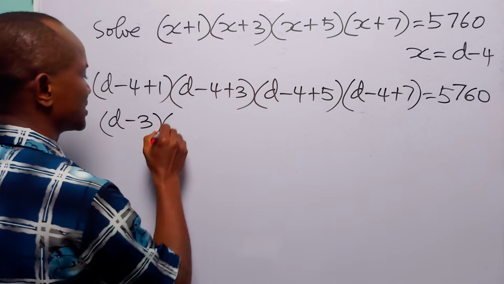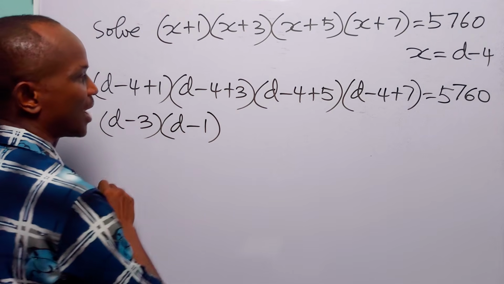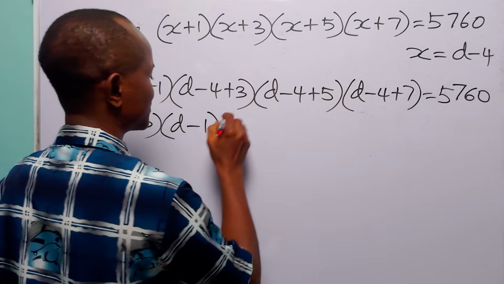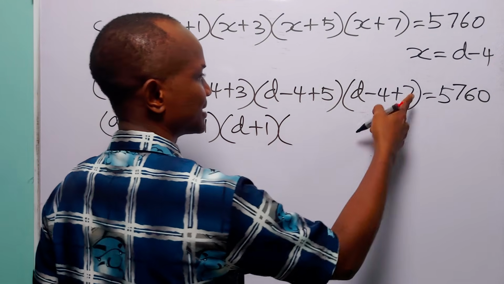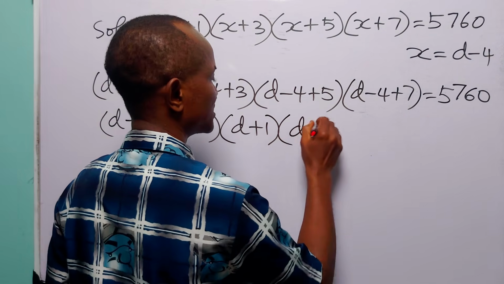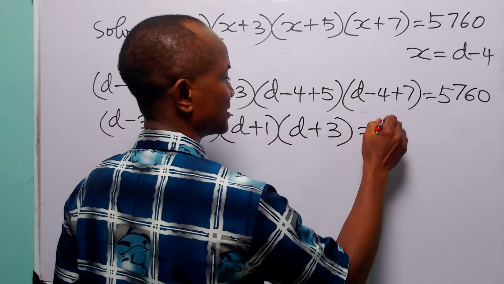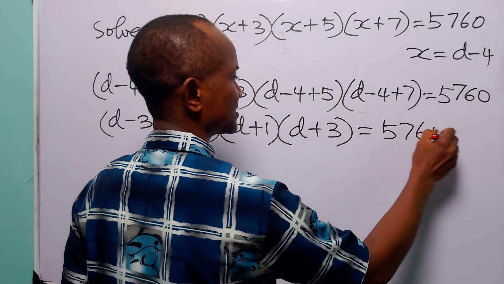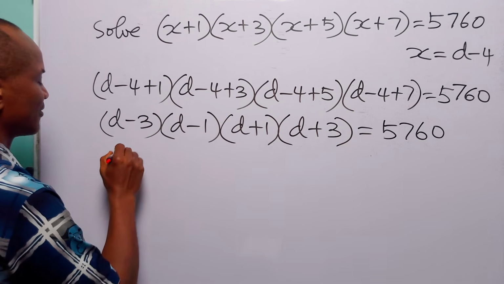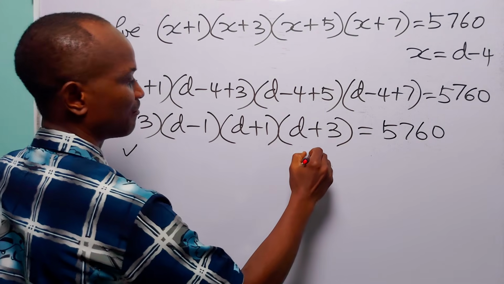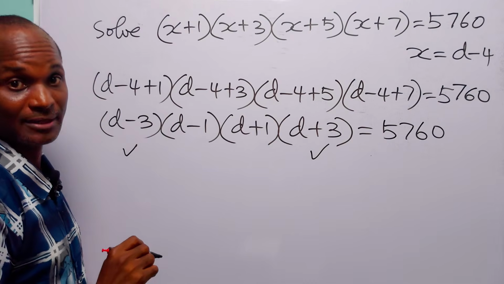Now 1 minus 4 is equal to minus 3. 3 minus 4 is equal to minus 1. 5 minus 4 is equal to 1. And 7 minus 4 is equal to 3. This is equal to 5,760. Now notice that we have d minus 3 multiplied by d plus 3.